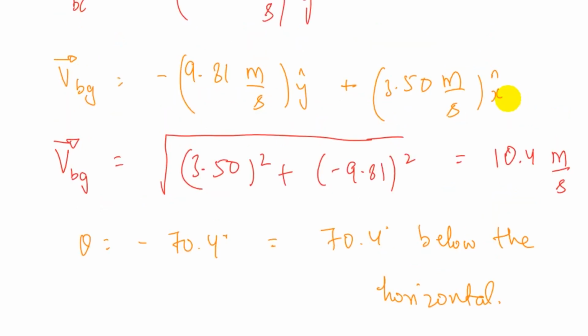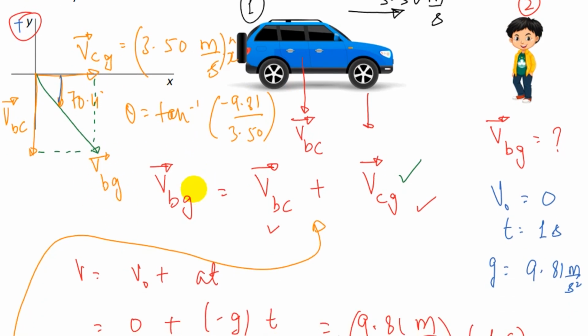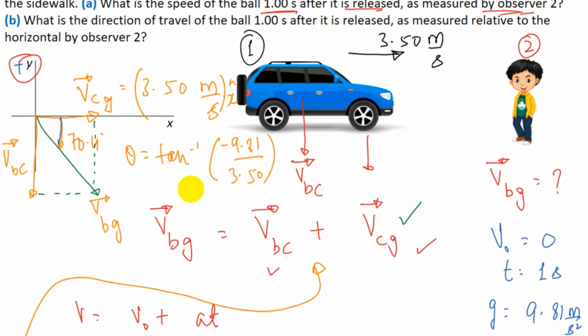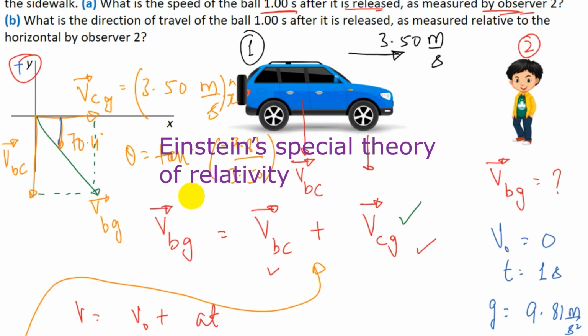Now here we see that observer 1 and observer 2 describe the motion of the ball differently. For observer 1 the ball is moving straight downward, but with respect to observer 2 the ball is moving like this. This green arrow shows this direction. This is VBG. So with respect to the two observers, the motion is totally different, and this forms the foundation of Einstein's special theory of relativity that we'll explore in more detail in the coming sessions.